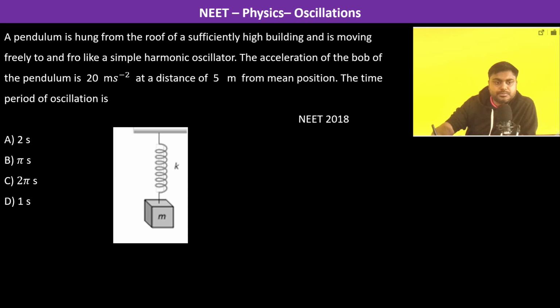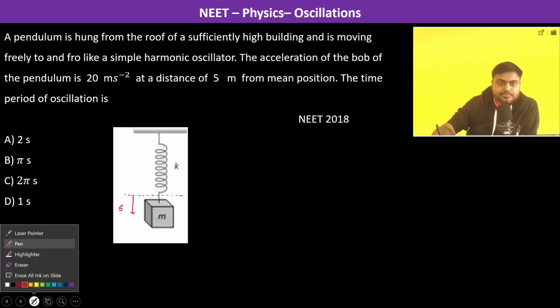So we have the mean position. So this is the mean position. Now it is doing oscillation to and fro, and the acceleration is 20 at a distance of 5 meters from the mean position. So let us say this is 5 meters and acceleration is 20.